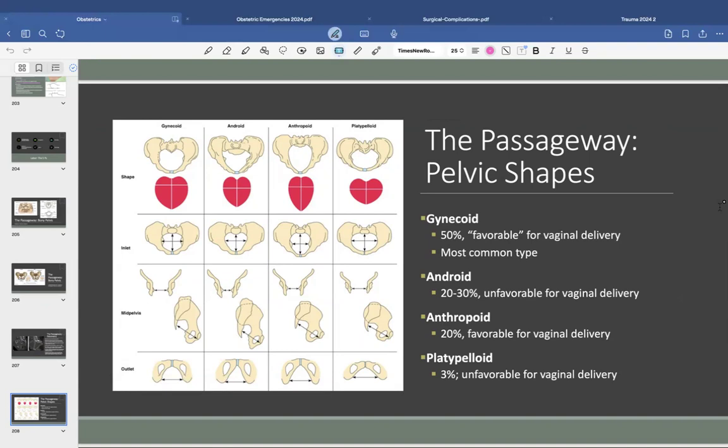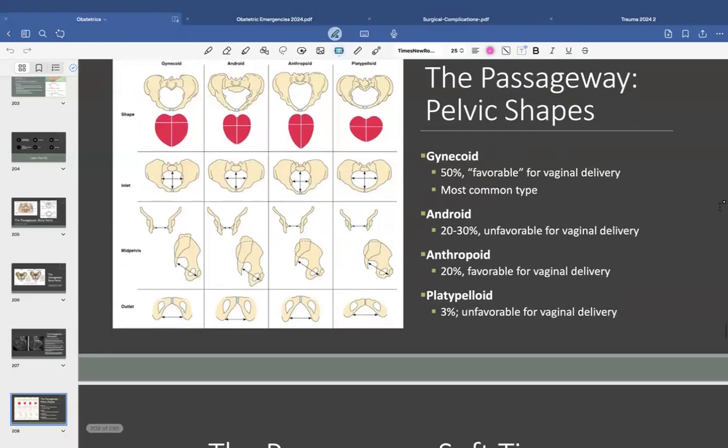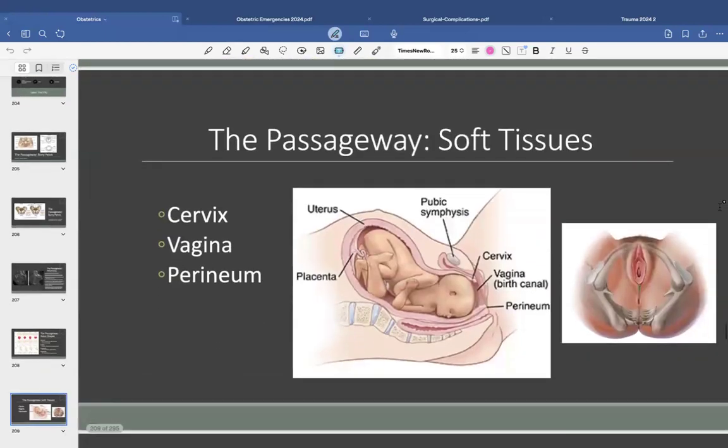You can see the inlet size and more other parts of the passageway. You also need to be aware of the cervix, the vagina, and the perineum. These can all play a role in how long you're in delivery. For the cervical exam, you need to be able to define what dilation and effacement are and those measurements. Cervical consistency becomes softer with effacement and dilation. So we'll talk about the cervix on the next slide.